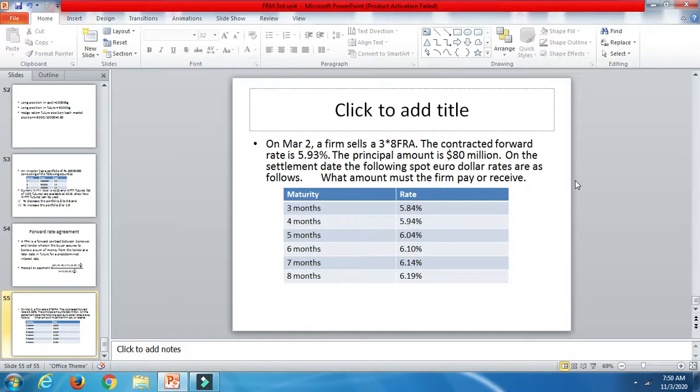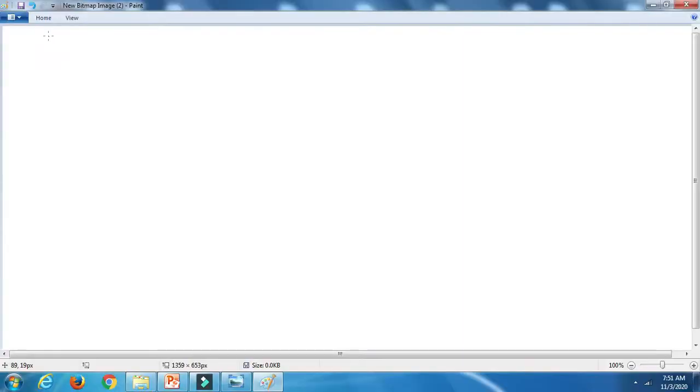So you need to take each month's interest rate and forward rate and substitute them in this formula. It is asking, for all 6 months altogether, how much the firm will be paying or receiving. So let's start doing this problem. Just check out the question first.